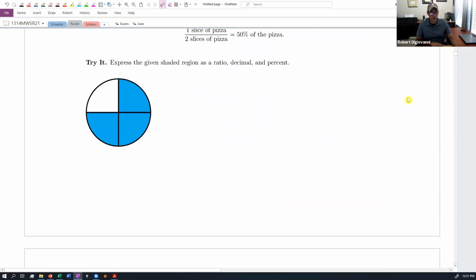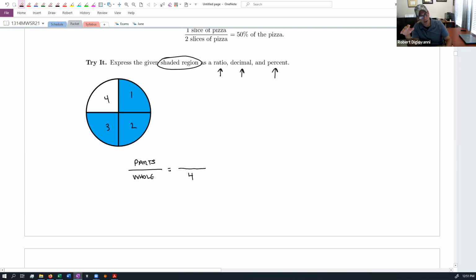So there's a picture. We want to express the shaded region of that as a ratio, a decimal, and a percent. So when we look at this, we want to know how many parts we are taking out of the whole. So there's 1, 2, 3, 4 parts, right? There are 4 pieces that we've cut it into. So the whole thing has been cut into 4 pieces. I put a 4 on the bottom, and we're only going to be taking 3 of them. So we're taking 3 out of the 4.